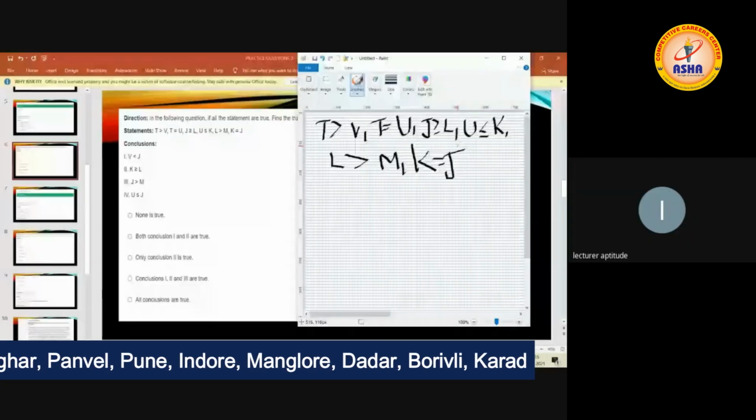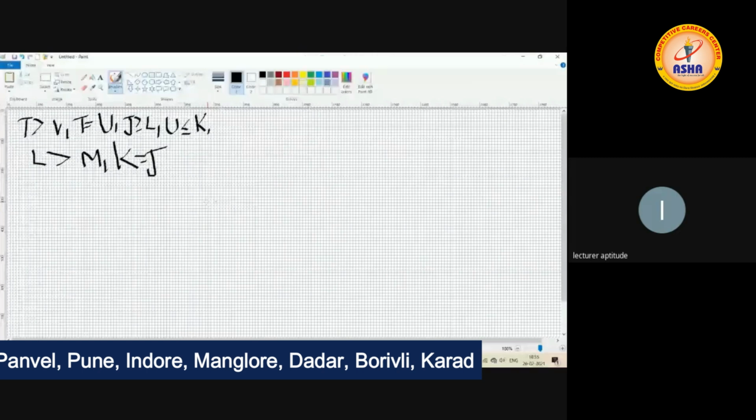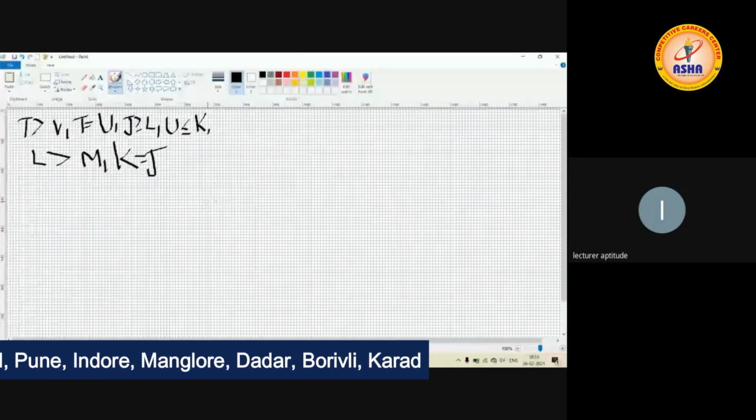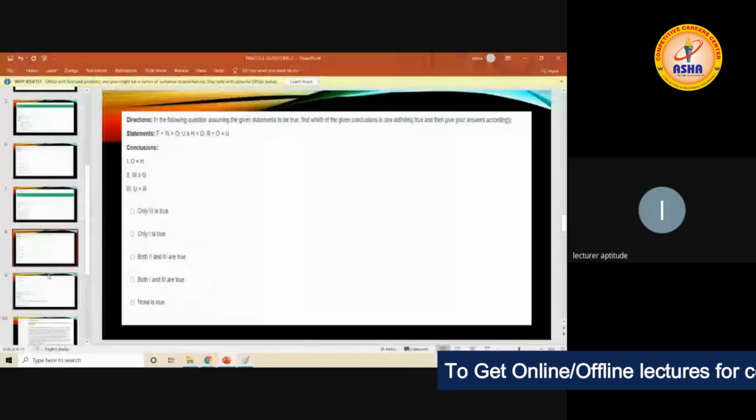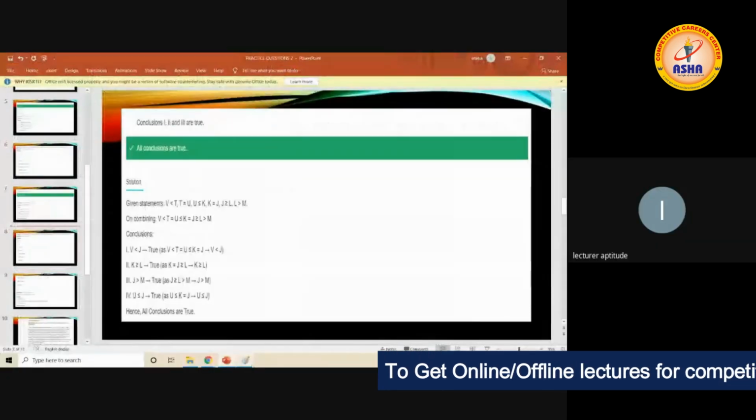How will you write this? T is greater than V. So T is equal to U. T is also greater than V. Then U is less than or equal to K. K is equal to J. J is greater than or equal to L. L is greater than M. So F is less than T.